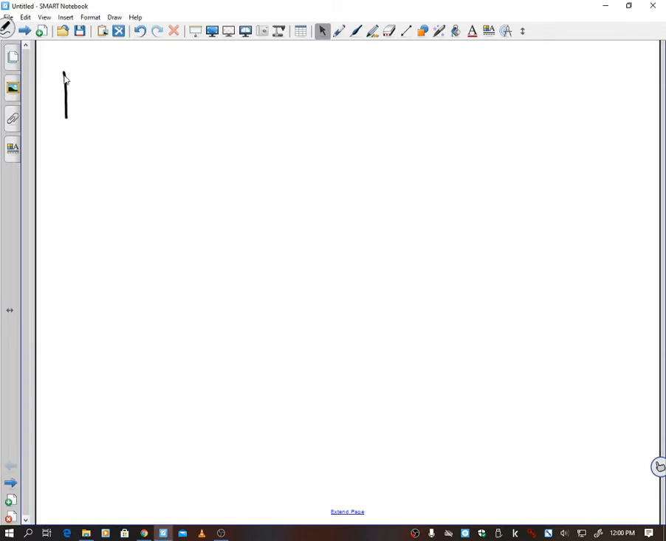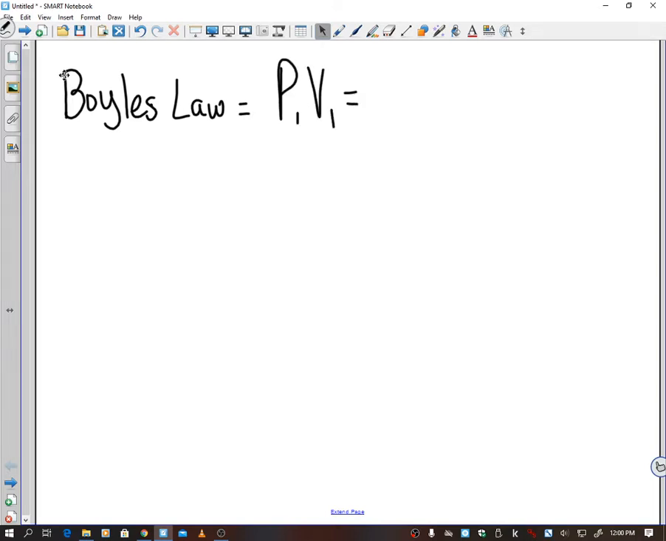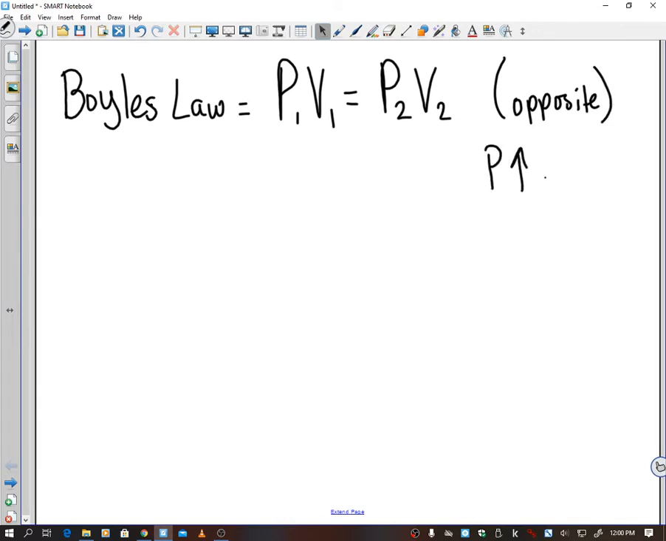We had Boyle's Law, which stated that your initial pressure and your initial volume is equal to your final pressure and your final volume. So as one increases, the other goes down. These are opposite. Maybe as pressure increases, then your volume will go down. So they're opposite of each other. And that's Boyle's Law.